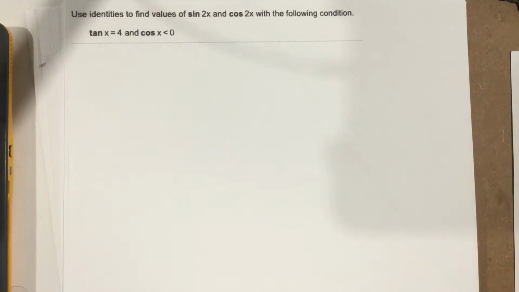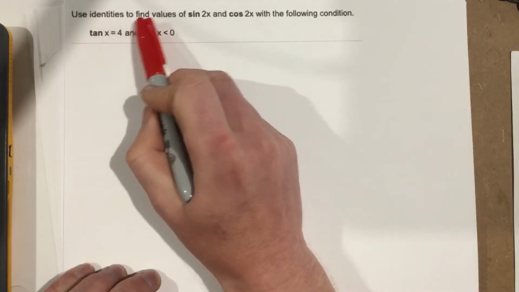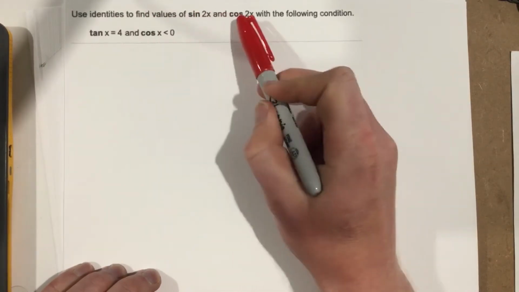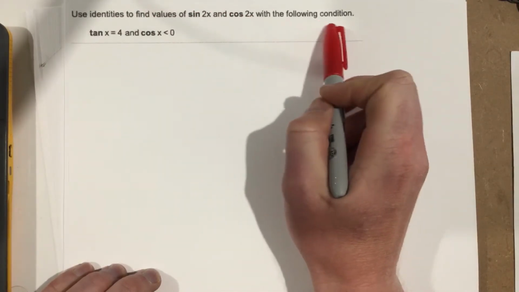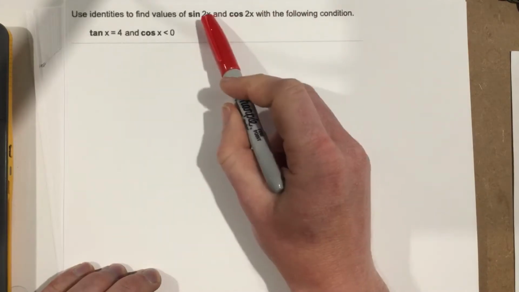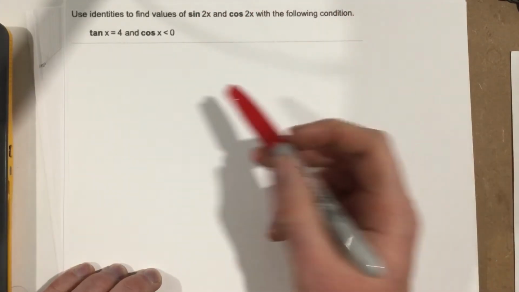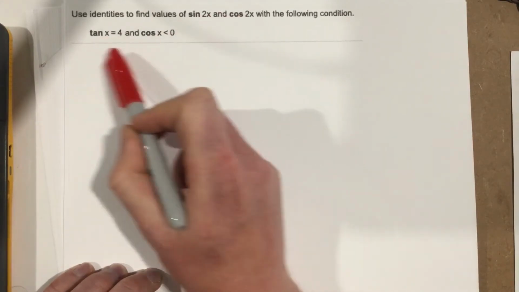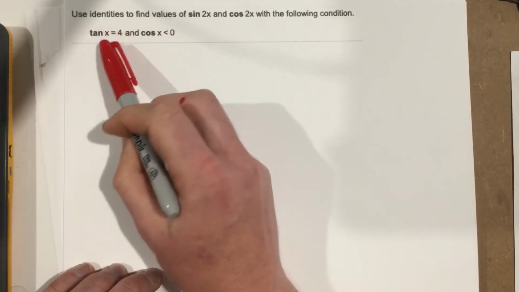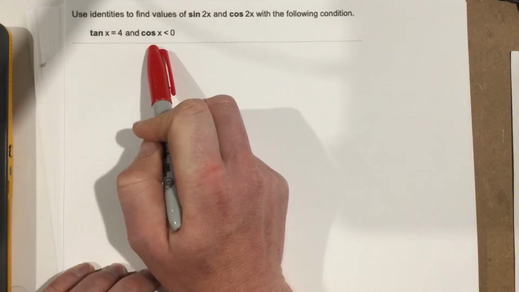This is problem number 3 from section 7.5. It says use identities to find values of sine 2x and cosine 2x with the following condition. So again, we've got double angle here, sine 2x, cosine 2x. So we're going to be using double angle formulas, but the first thing we need to do is look at the conditions they give us.